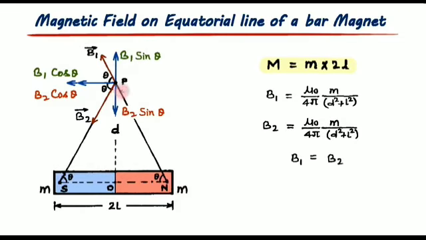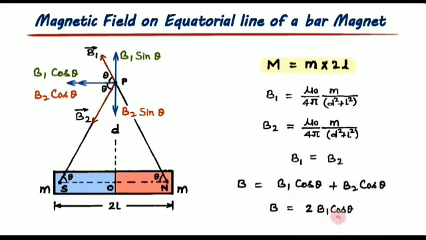So from the equation, the net force at point P is B1 plus B2. Here B1 is due to the north pole and B2 is due to the south pole. This net force is equal to the magnetic field at point P. At point P, the components formed are B1 cos theta, B2 cos theta, B1 sin theta, B2 sin theta, forming a triangle shape. Here B1 is equal to B2, as we know very well. So B is equal to B1 plus B2.